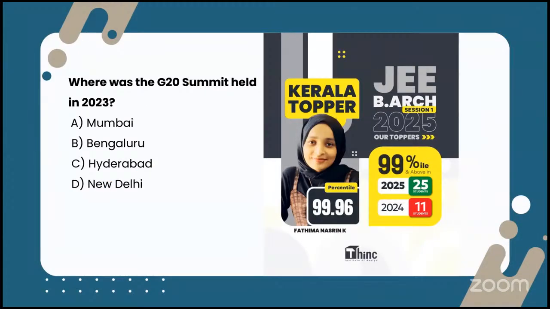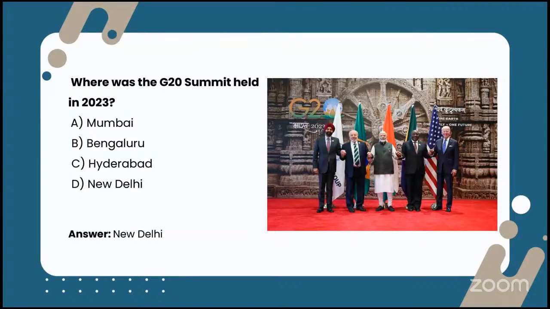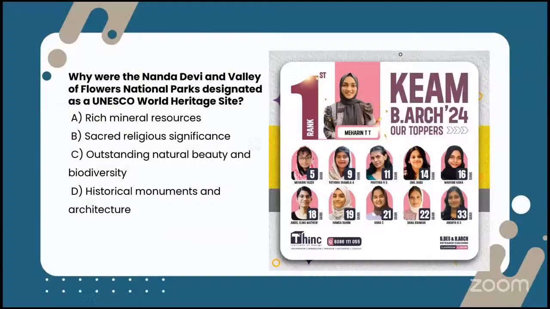All right, moving on to the next question. Okay, here you can see that image. Why were the Nanda Devi and Valley of Flowers National Park designated as a UNESCO World Heritage Site? Rich mineral resources, sacred religious significance, outstanding natural beauty and biodiversity, historical monuments and architecture. Okay, all right. So what is actually the reason? The very important places, Nanda Devi and Valley of Flowers National Park, these UNESCO World Heritage sites are also very important.